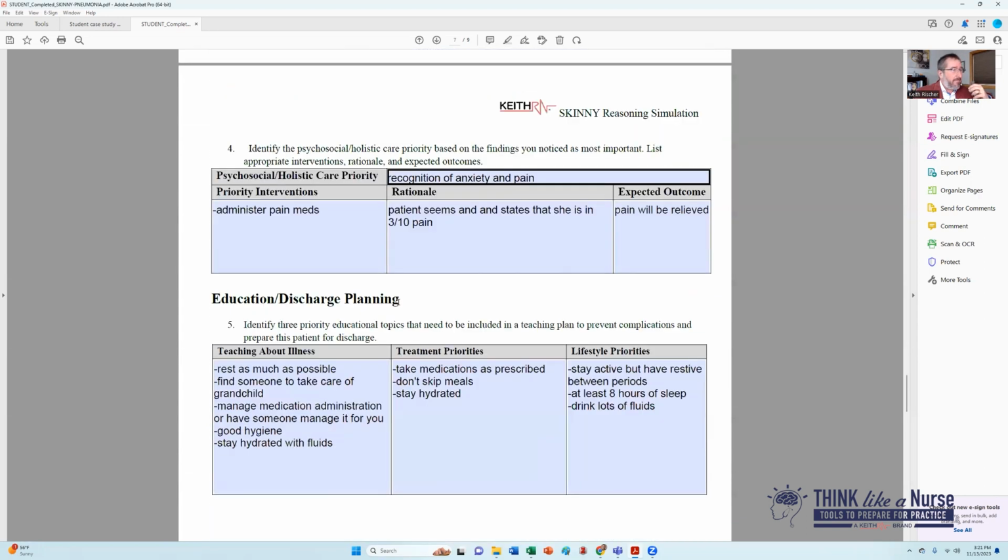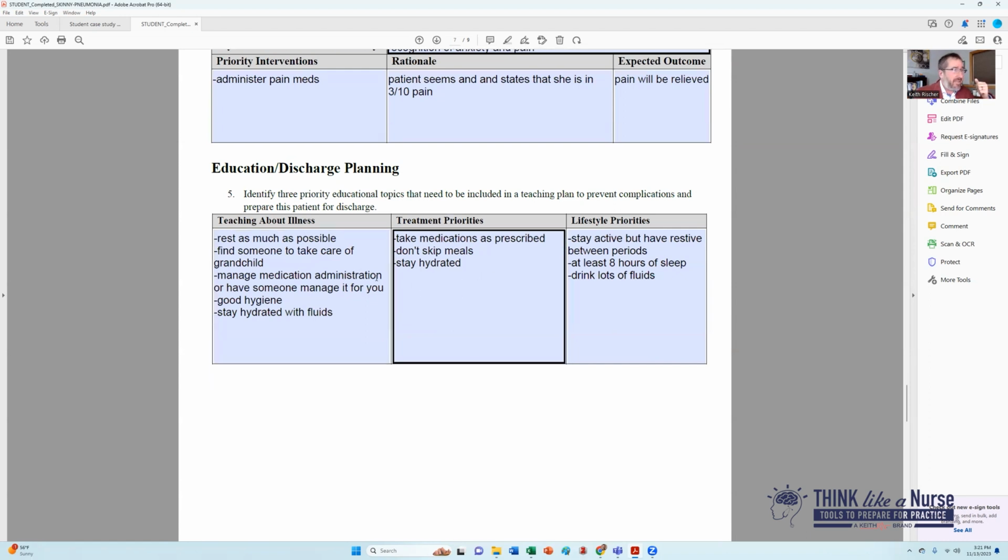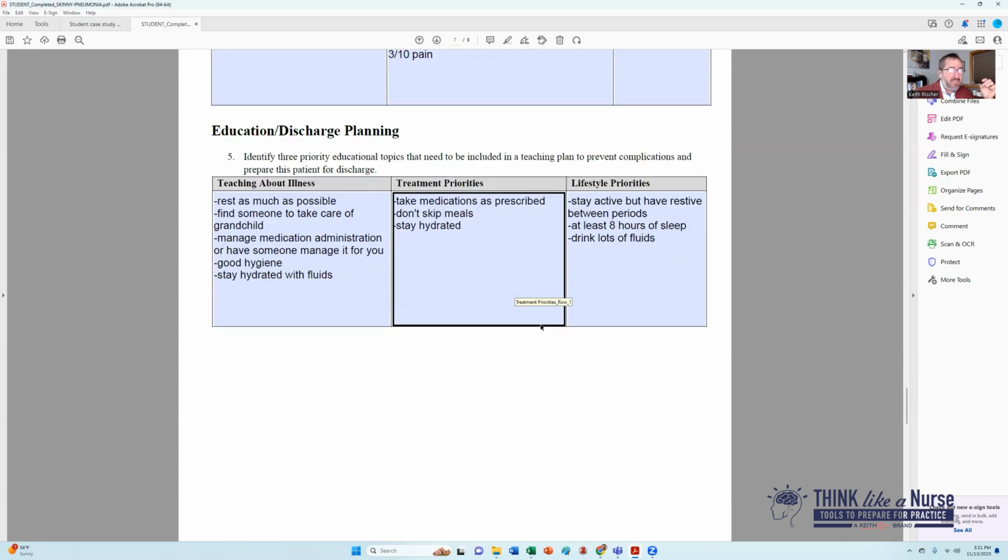You can see the educational planning and information here. I'll let you take a look at that and just recognize that, again, it's basic thinking, but there are things that are missing.